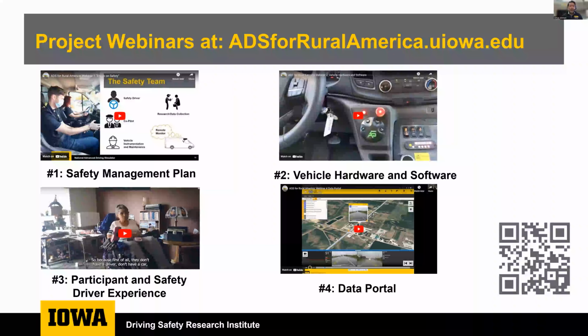And then we've had a webinar on the data portal. The main output of this project is a publicly available data set, and this data set is available now through the data portal. You can get to the data portal and to the links for all of these webinars on our website, and we've pasted the URL for it at the top of this page.